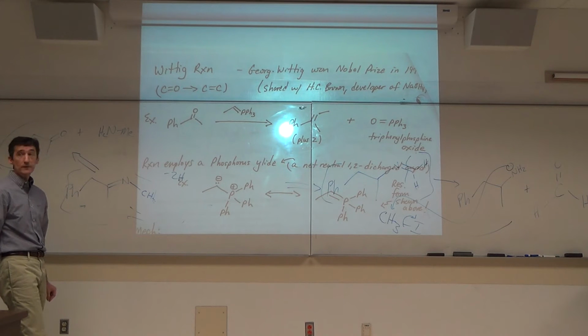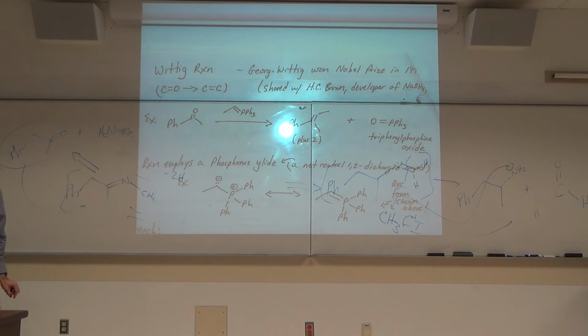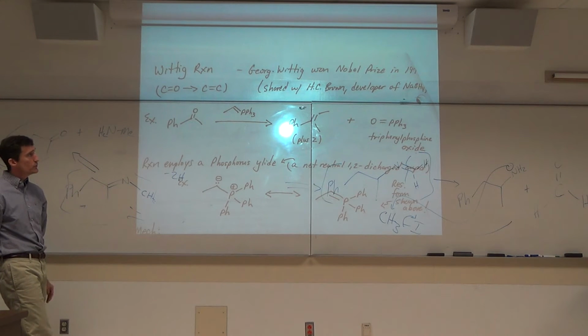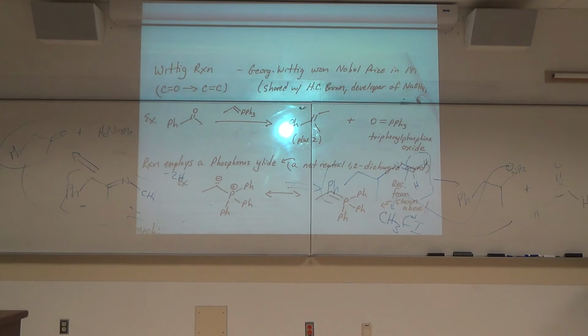Okay, Wittig, one of the top 10 reactions in organic chemistry, and I'm not kidding. It's one of the few that has actually won a Nobel Prize, in 1979. Actually, Wittig shared the Nobel Prize with A.C. Brown, who developed sodium borohydride. Wittig, German chemist. Brown, maybe foreign-born, but always worked at Purdue.